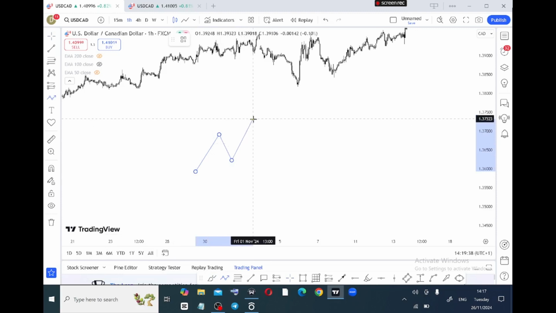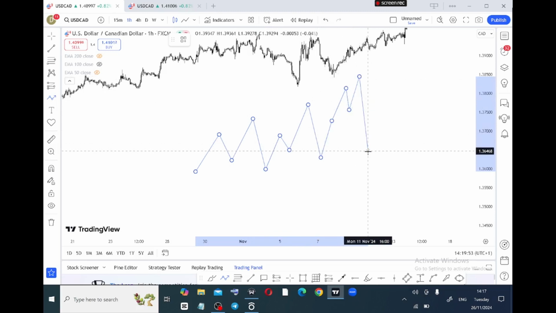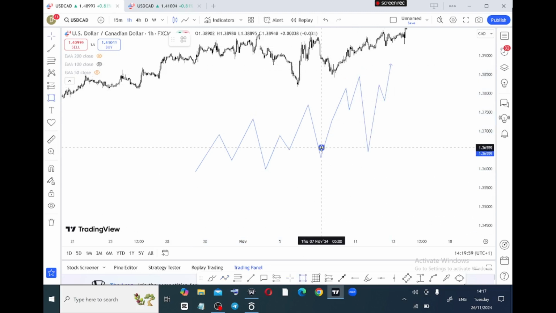Current structure, this is what I want to see: a situation whereby the market is pushing high, then coming back to take out liquidity. Once I see something like this, all I want is to wait for the market to come to the extreme order block, then I'm going to buy. This is the level I'm waiting for the market to come to.